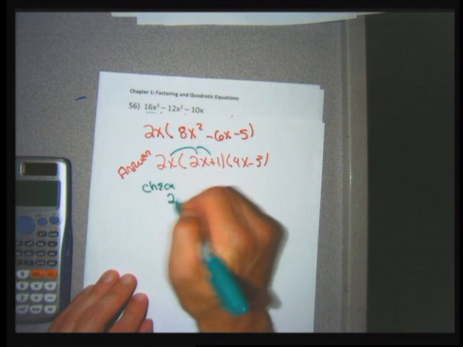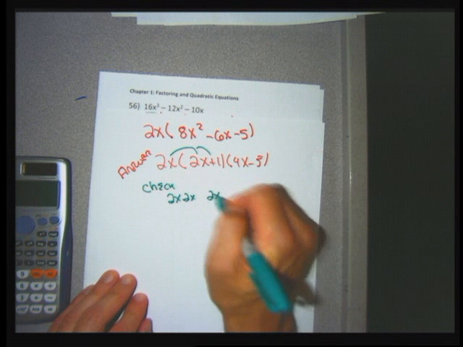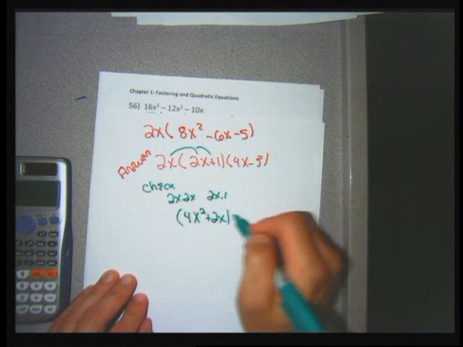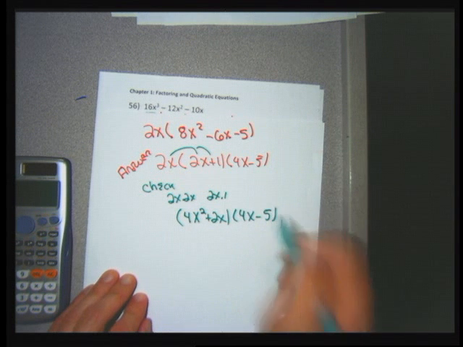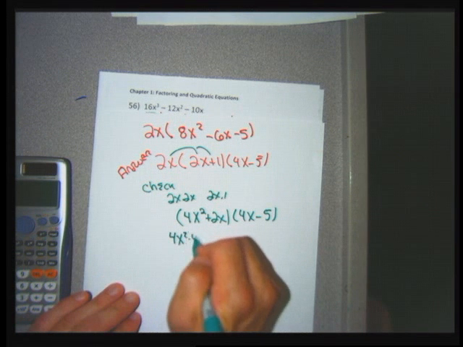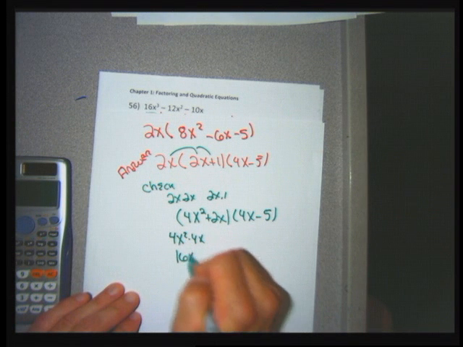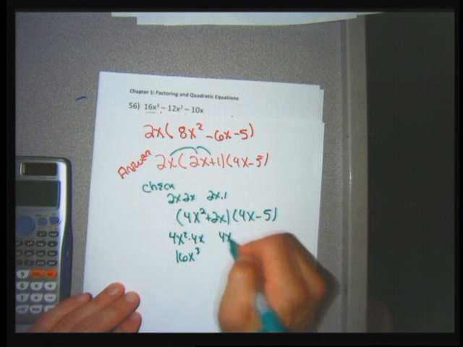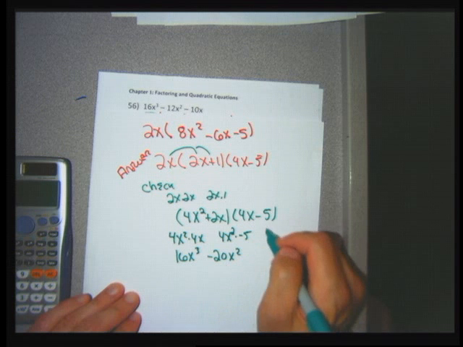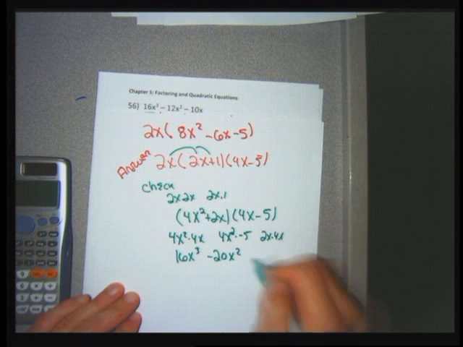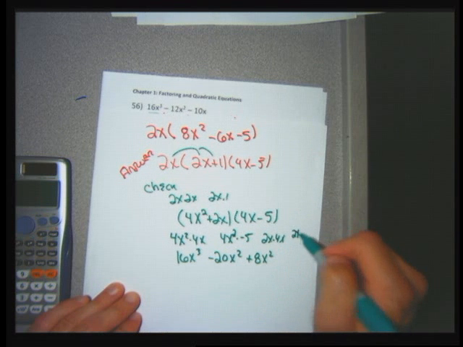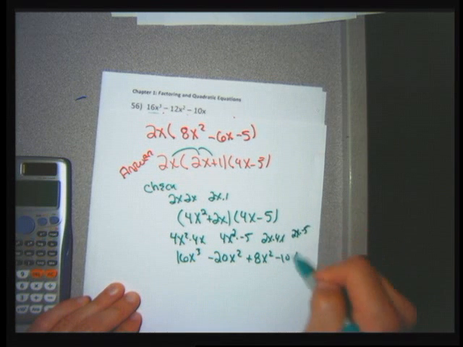2x times 2x and 2x times 1. That will give me 4x squared plus 2x and a 4x minus 5. Now I FOIL. First are 4x squared times 4x, which is 16x cubed. Outers are 4x squared times minus 5, which is a minus 20x squared. Inners are 2x times 4x, which is positive 8x squared. Lasts are 2x times minus 5, which is a minus 10x.